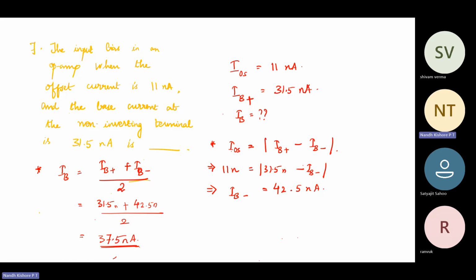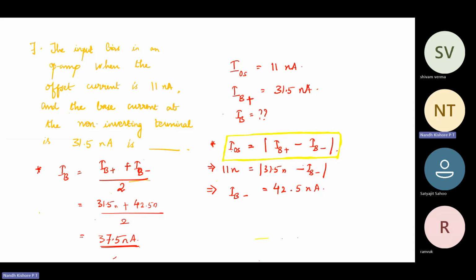Is this fine? You should know what the bias current is and what the offset current is. The key equations here: offset current, by definition, is the difference between your two bias currents. Offset current is the difference between two bias currents, IB plus minus IB minus, or vice versa.